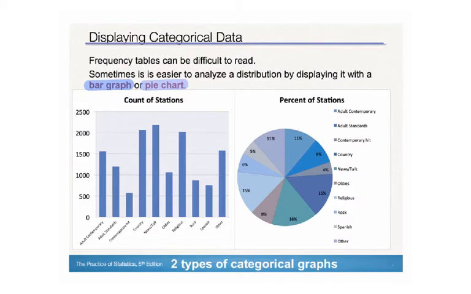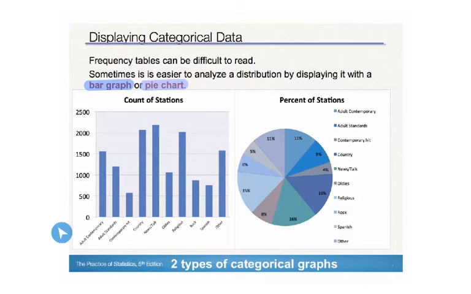Another very common way, if your information is listed by percent, is to display it using a pie chart or a circle graph. So here we can see adult contemporary, 11% of the people they surveyed chose that. 9% chose adult standards, and so on. And we're going to talk a little bit later about how to actually create an accurate pie chart.